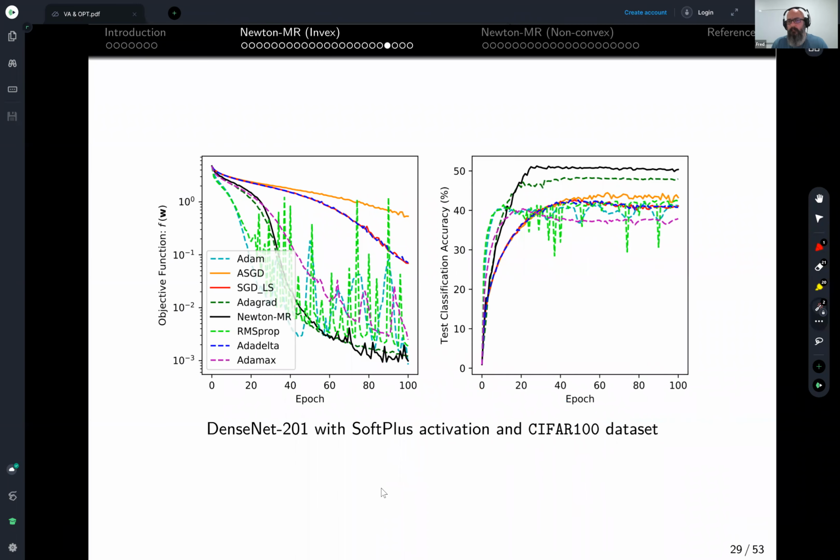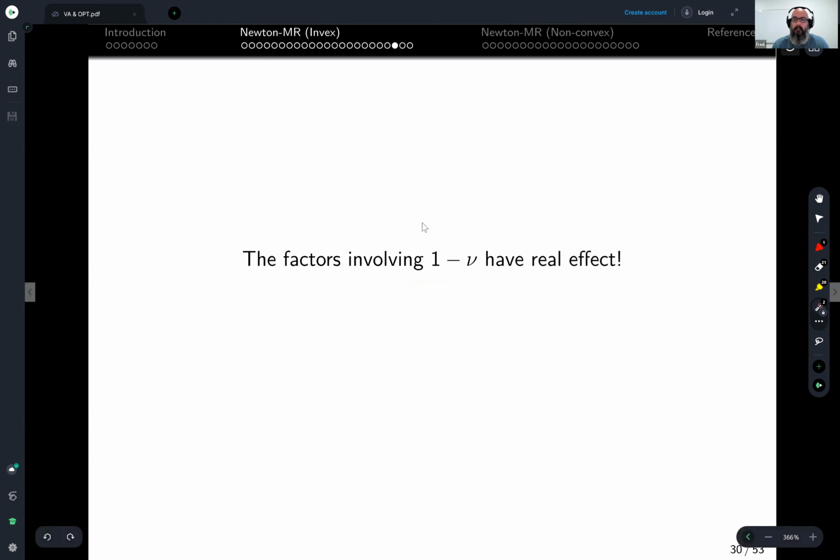We also threw this inexact version of Newton-MR at some real-world problems. This DenseNet 201 is a neural network architecture. We ran it on CIFAR10, and we compared it with almost all the first-order algorithms that people look into these days. And as you can see, in terms of performance, it ends up being very, very competitive. Now, the question is how you can make these methods find their way into the machine learning community by incorporating them into machine learning packages and so on, which is a work in progress. But these results are really promising when it comes to actual training of real-world machine learning problems.